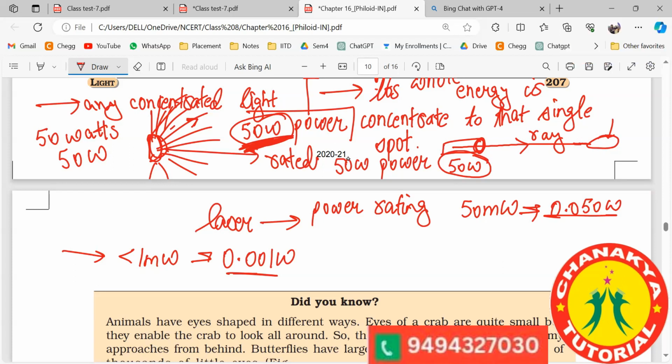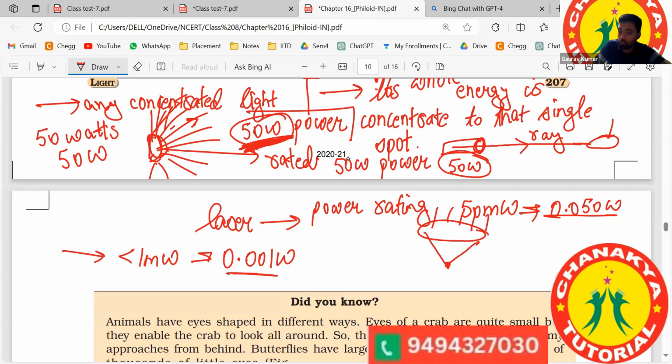Can such a laser cause fire as well? Yes, of course, that laser can cause fire. How? Tell me one more example in which light can be used to create fire. A magnifying glass, right? What is the magnifying glass doing? It is concentrating the whole light into a single point. Similarly, the laser also has its whole intensity concentrated to a single point.